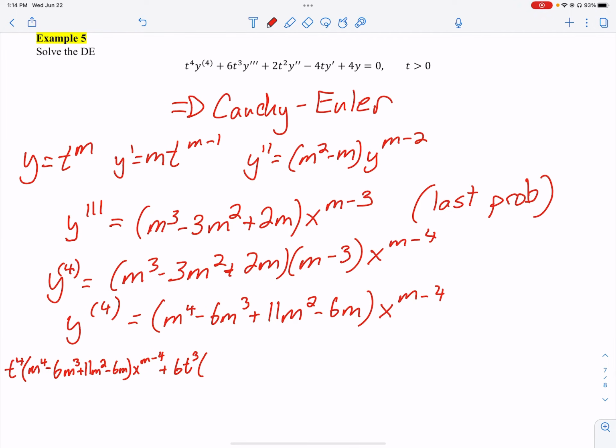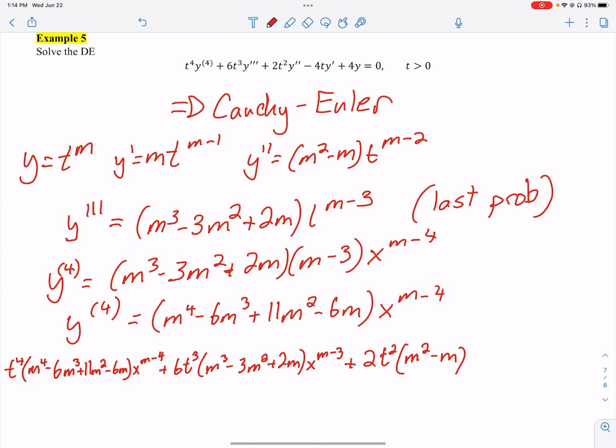6t to the third times our third derivative, which is m cubed minus 3m squared plus 2m, times t to the m minus 3, plus 2t squared times the second derivative, which is m squared minus m, y to the, I don't know why that's a y there. I don't know what happened there. These were all t's, by the way, as well. See, I do it often.